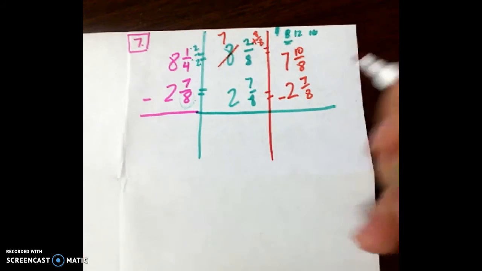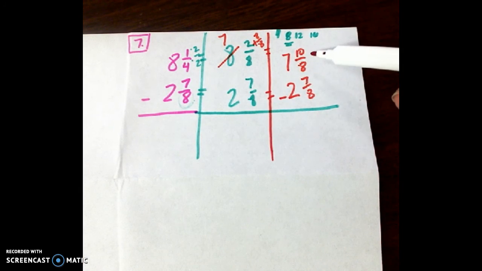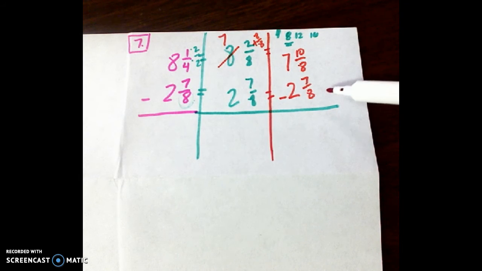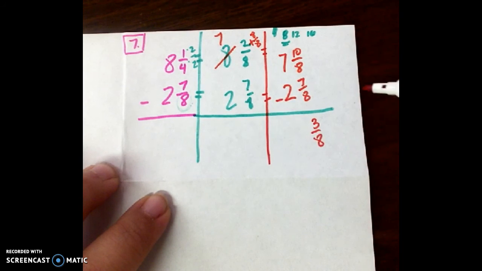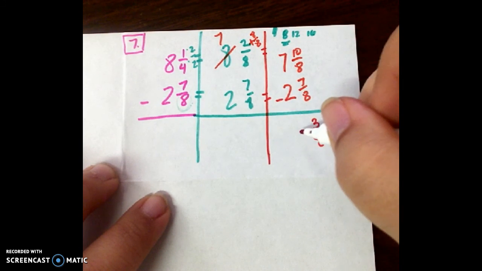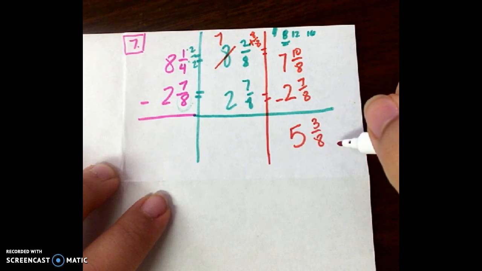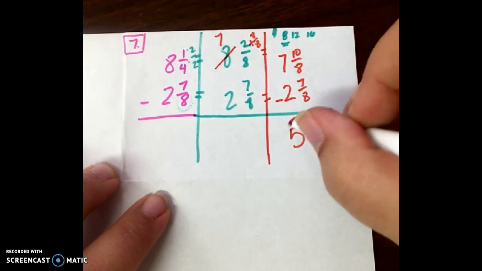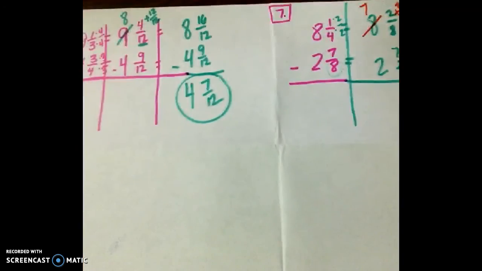Now I'm subtracting this. I work on the right side first. What's 10 eighths minus 7 eighths, Santana? 3 eighths. Very good. And then JC, what's 7 minus 2? Very good. Do I need to simplify this further? I do not. So that is my answer, and I'm circling it.